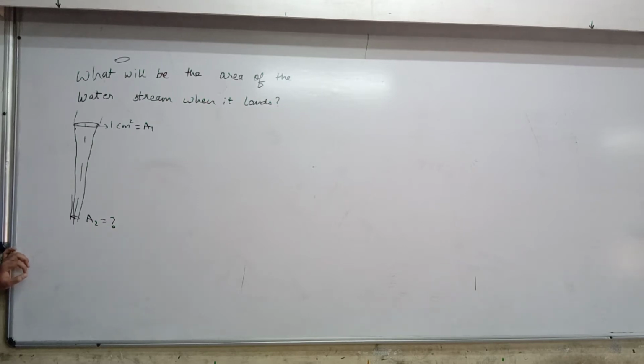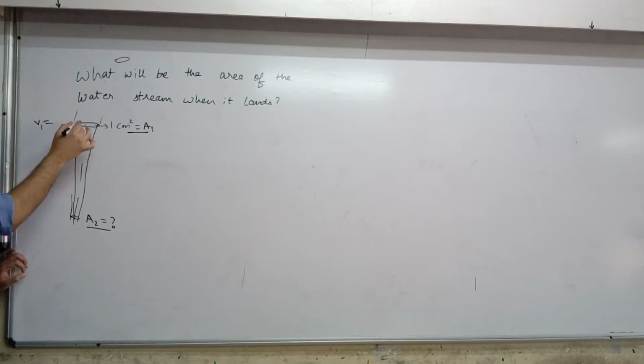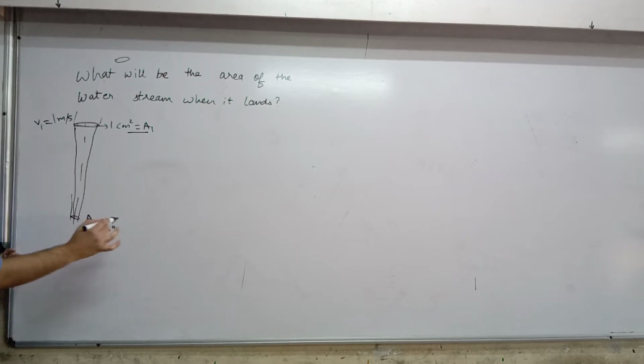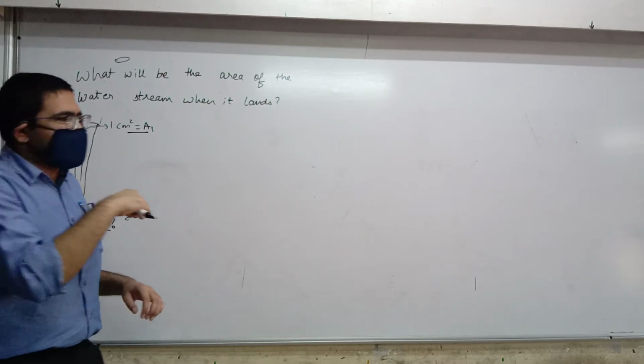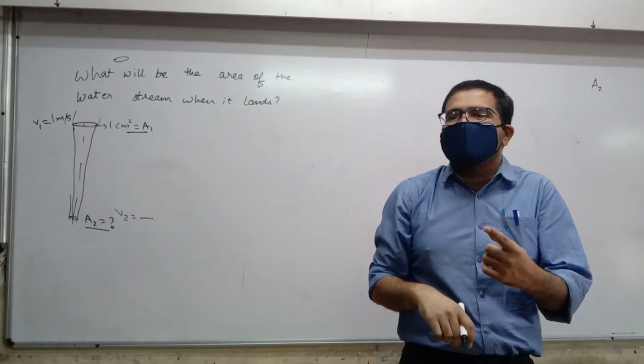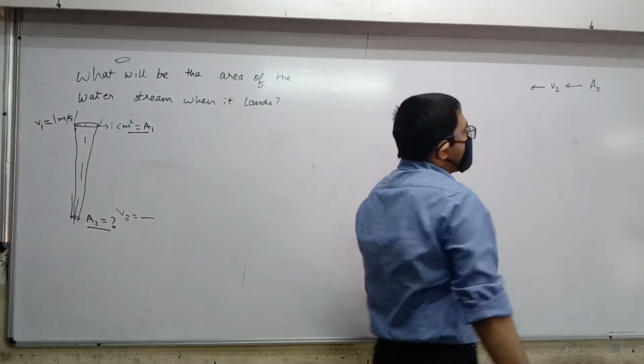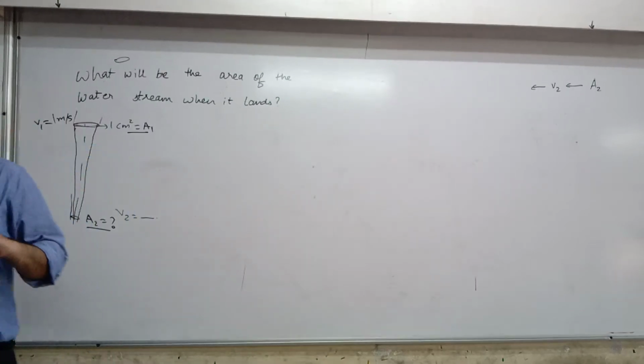I'll tell you the plan. The plan is, if you want to find A2, we have A1. We also have V1. Is it given with what speed? 1 meter per second. So if we find out V2 first, then we can use the equation of continuity to get the answer of A2. Yes or no? So that's how you are going to learn to solve problems. You think about it. Which formula gives you area? Only one: the equation of continuity. So for that you need V2. Now if you want to find V2, A1 V1 equal to A2 V2.